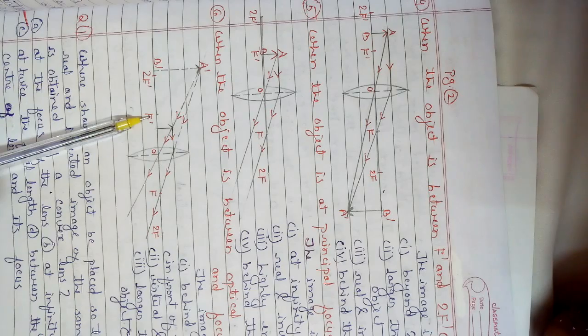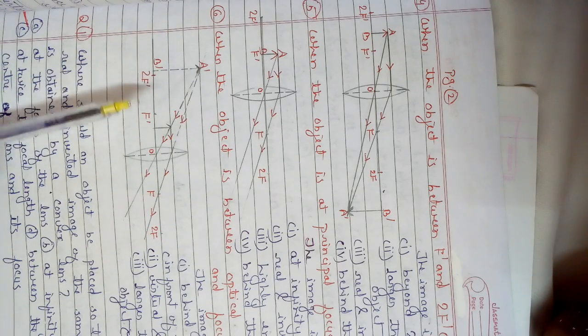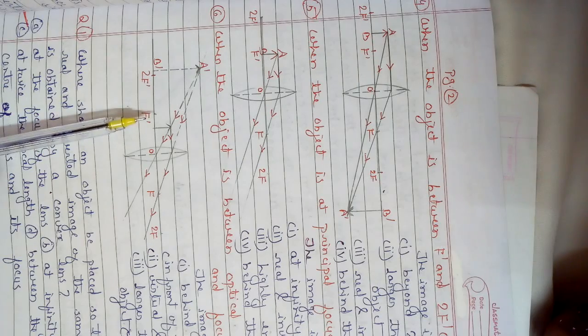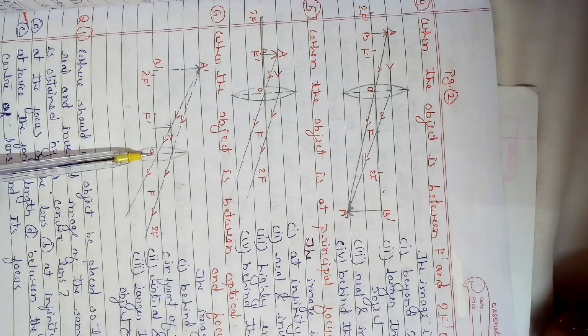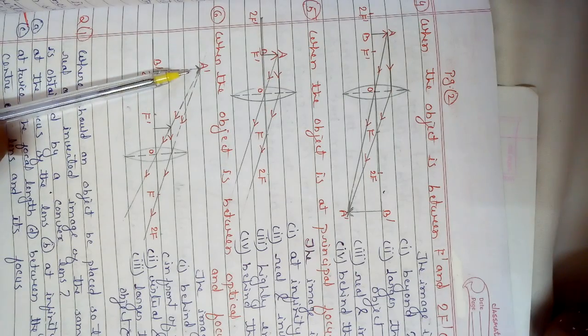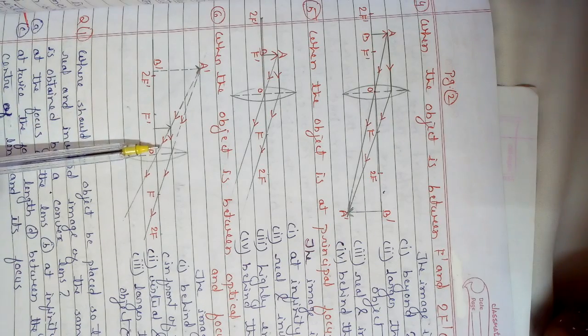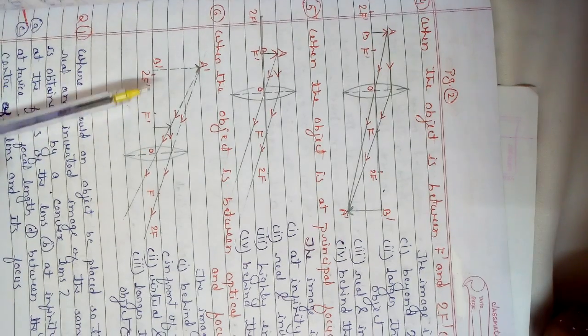And the last position of the object is when the object is between the optical center and the principal focus of the convex lens. This is the only position of the object, between f and O of the convex lens, where we get a virtual and erect image, and that will be on the same side of the lens as the object, in front of the convex lens.